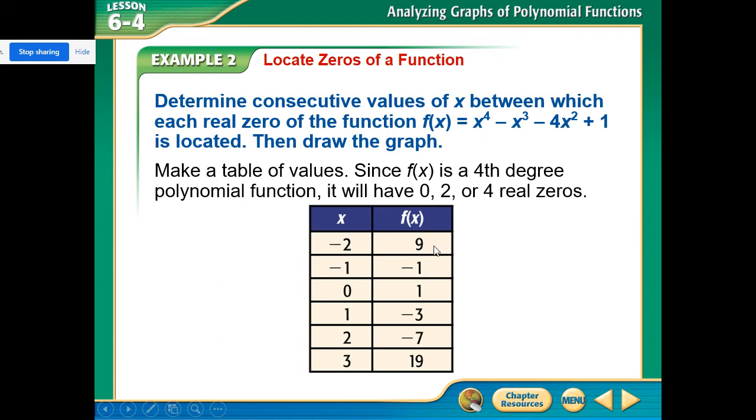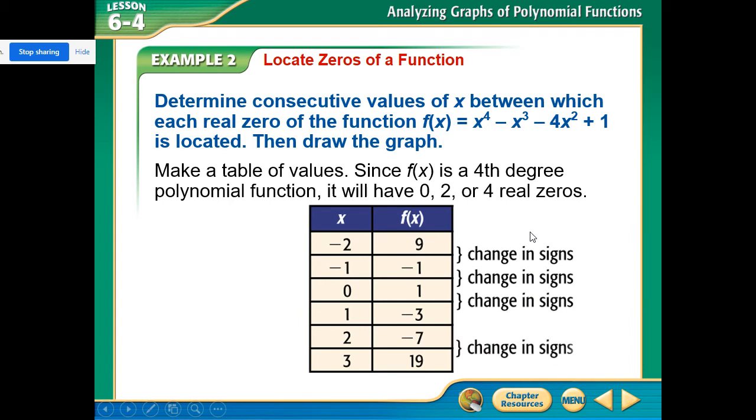Between 9 and -1, there's going to be 1 there. And between -1 and 1, there's another 1. Between 1 and -3, and -7 and 19. Whenever there's a sign change, we know that there's going to be a zero there. So we're actually going to have 4 zeros because of all those changes in signs.